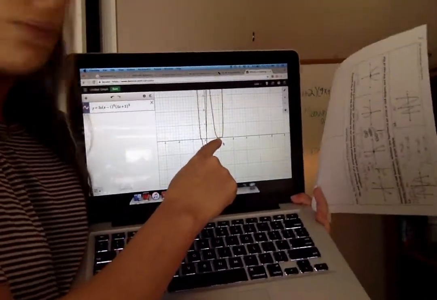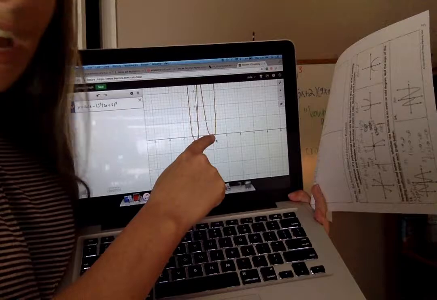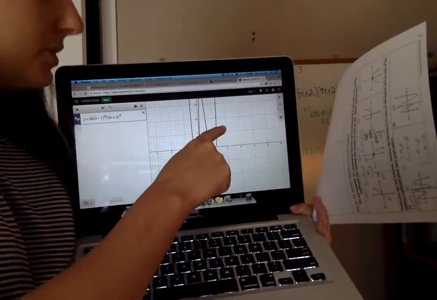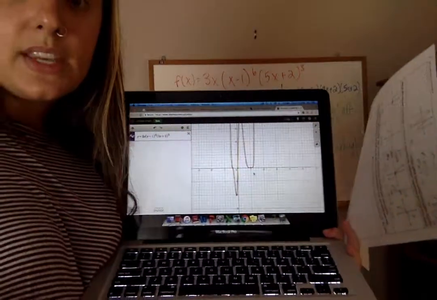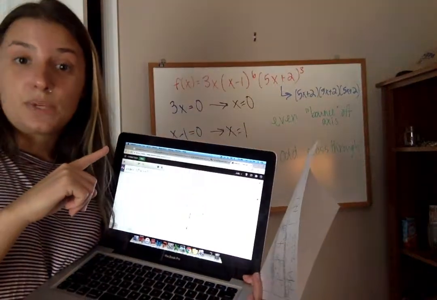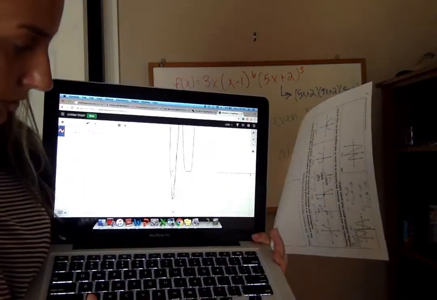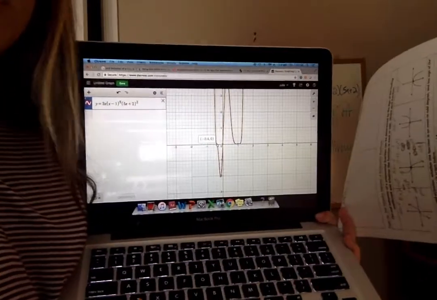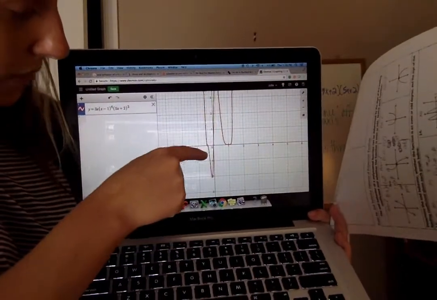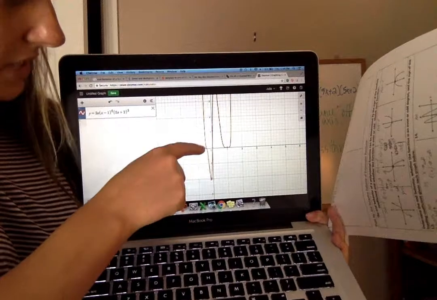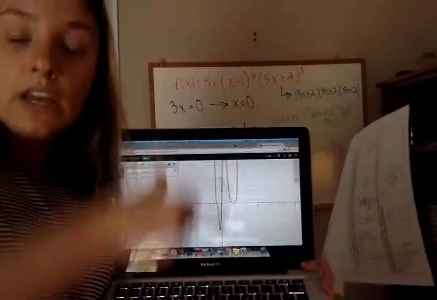At the root 1, do you see how it hit at 1, but it bounced off and went somewhere else? Now for that -2/5, since it had an odd power, we said, okay, well, it's going to go straight through. Well, let's see. So here's my -2/5. Okay, and do you see how it went straight through and went and did something else? It didn't bounce back off and go back where it came from.